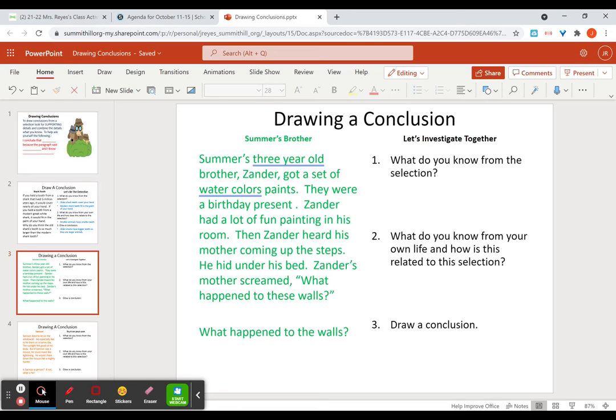Well, first of all, what do I know from the selection? I know Xander's 3, and I know he has paint in his room. I know that when his mother came up the stairs, he hid under his bed, and then his mother was screaming, asking what happened to the walls. Well, what do I know in my own life? I know that probably 3-year-olds should not be left alone with paint. I know 3-year-olds tend to paint on things, and when they do that, parents get very upset. So I'm going to draw a conclusion. I'm going to say that Xander probably painted on the walls. And yes, his mother was very upset.